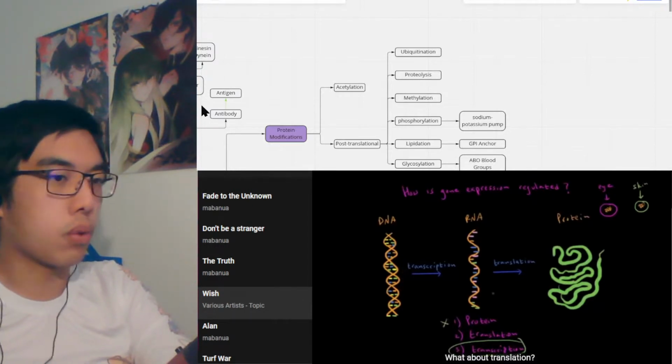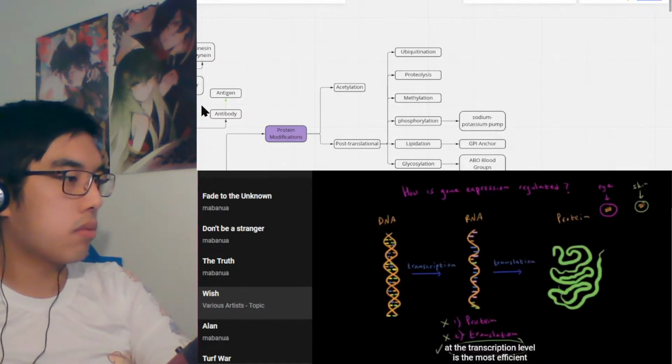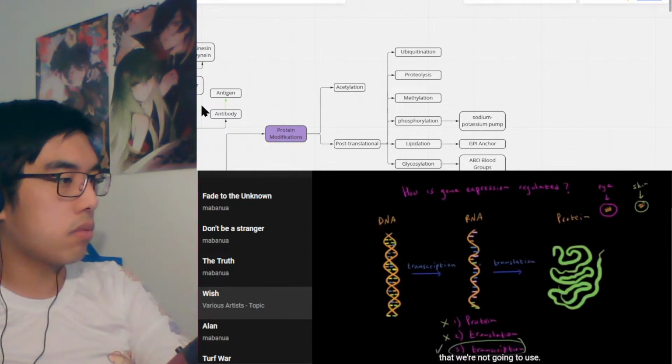What about translation? If we regulate gene expression through translation, well, it's more efficient than the protein level, but it's still also not that efficient because that means we have a bunch of RNA that would never even get translated. So making RNA doesn't take as much energy as making protein, but still that would be a big waste of energy. And so it turns out that regulating gene expression at the transcription level is the most efficient because we're not making any RNA or any protein that we're not going to use.